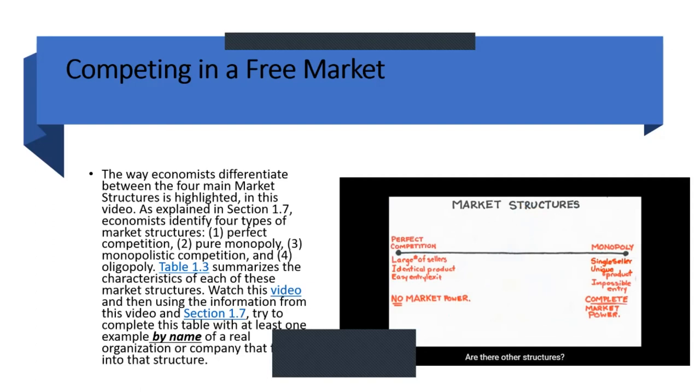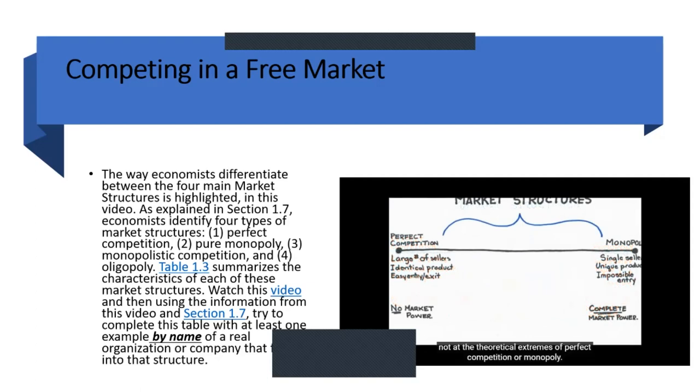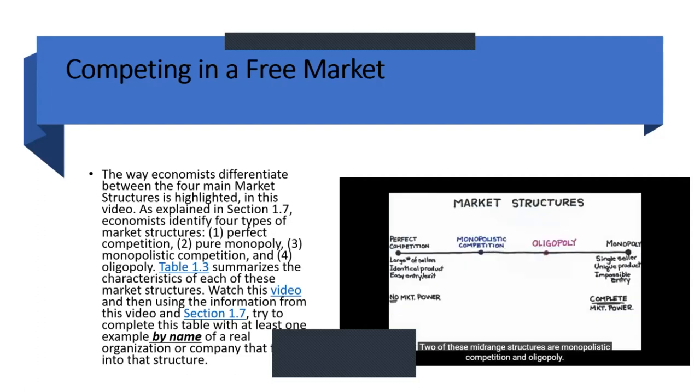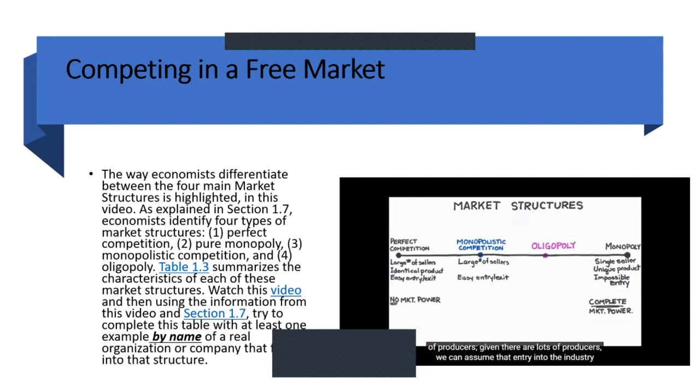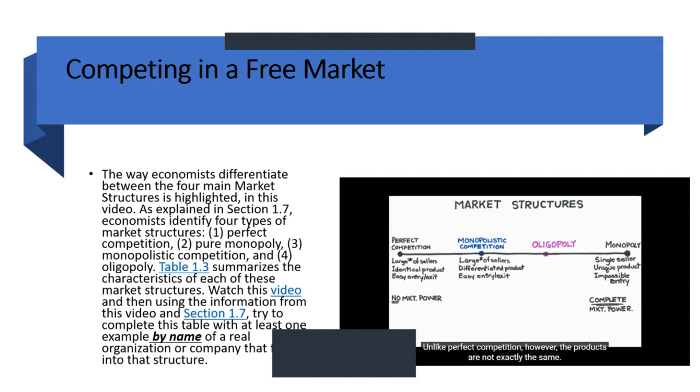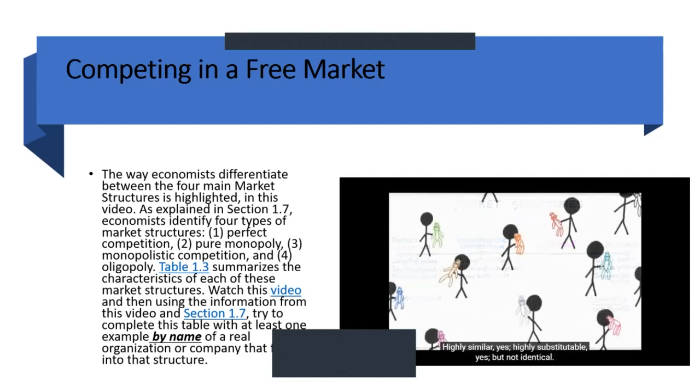Are there other structures? Sure. In fact, most real-world industries will fall somewhere in the middle ground, not at the theoretical extremes of perfect competition or monopoly. Two of these mid-range structures are monopolistic competition and oligopoly. A monopolistically competitive structure is still competitive, so there's still a lot of producers. Given that there are lots of producers, we can assume that entry into the industry is easy. Unlike perfect competition, however, the products are not exactly the same. Highly similar, yes. Highly substitutable, yes, but not identical.